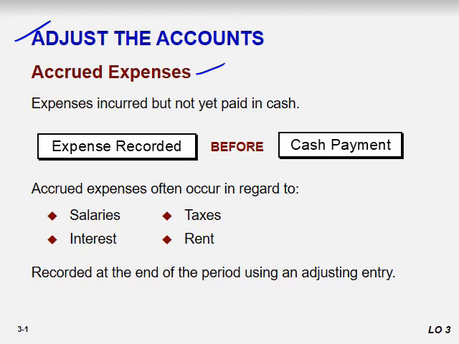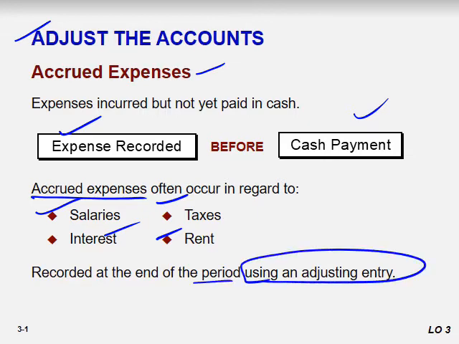So here, the company recorded the expense before cash payment. So sorry, accrued expenses are often recorded as salaries, taxes, interest, rent. So it is recorded at the end of the period using adjusting entries as well. So let's explore that one further.